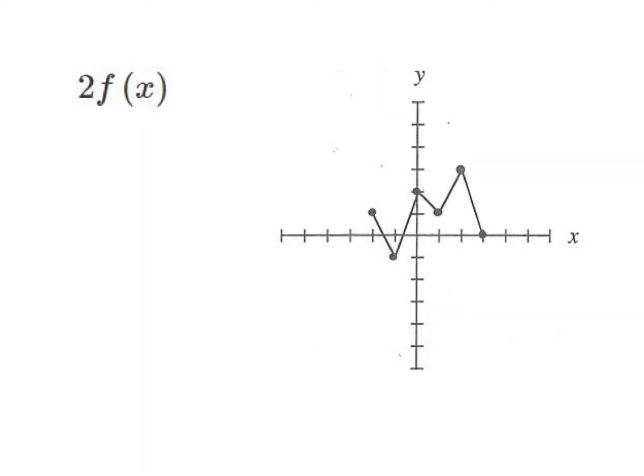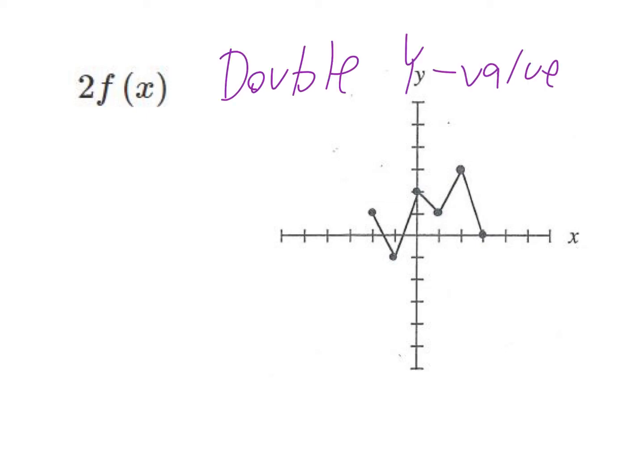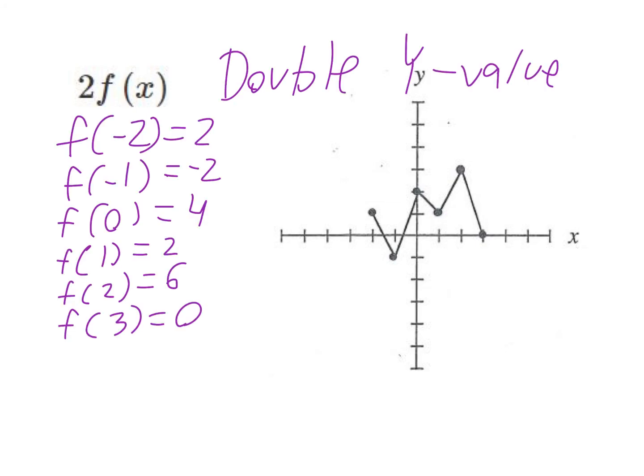Now we have our f of x by itself with a 2 on the outside of this. That 2 means we're going to multiply whatever f of x is by 2. So we're going to multiply the y value by 2. Therefore, all of our y values will double. So we took our original first point that was f of negative 2 equals 1. By doubling that y value, f of negative 2 is now equal to 2.